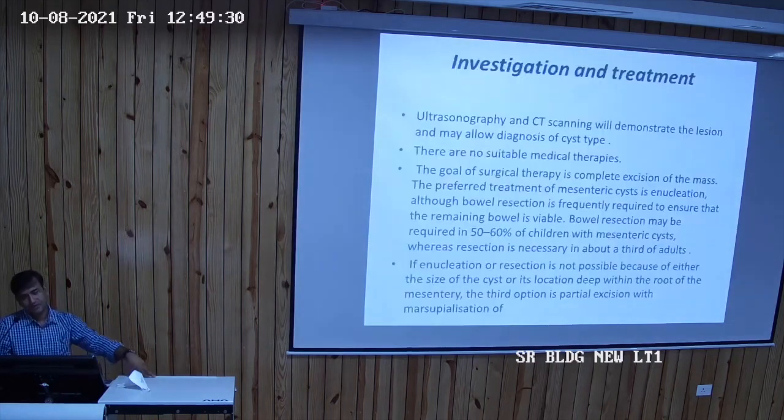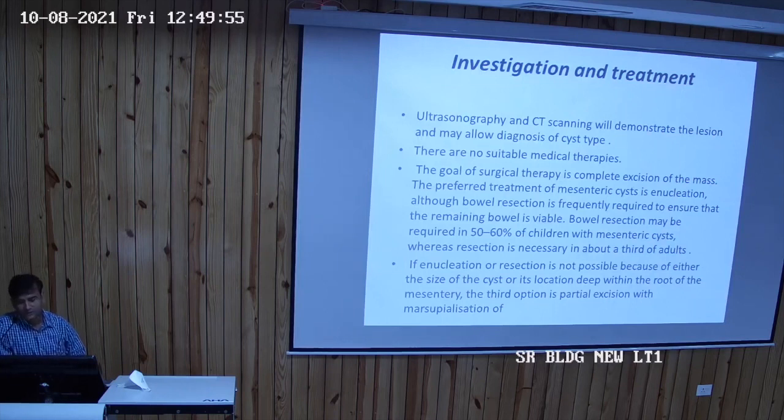The investigations are ultrasonography and CT scan, which will demonstrate the lesion. There is no suitable medical treatment available. The only treatment is surgical. The goal of surgical therapy is complete excision of the mass. The preferred treatment for the mesenteric cyst is enucleation, complete removal of the cyst with its complete wall.